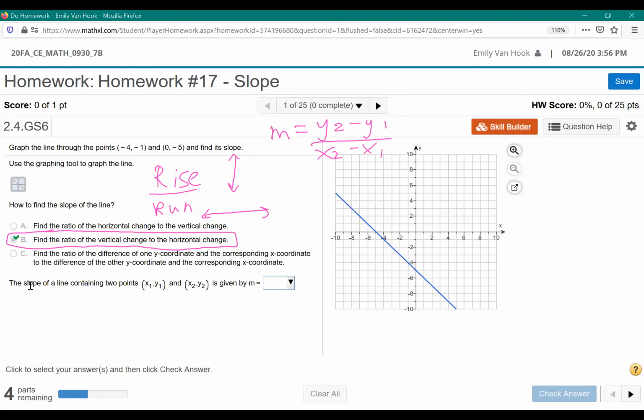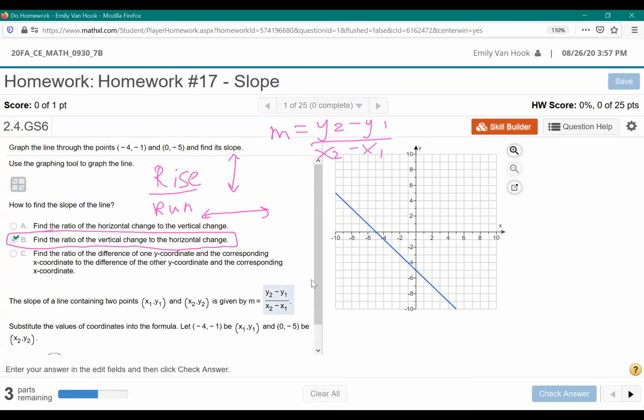Okay. The slope of the line containing 2 points, x1, y1, and x2, y2 is given by m equals, okay, now we get to choose the formula. So all the choices look similar. We're going to read carefully. Looks like it's, on my problem at least, this last choice. So just be super careful as you're looking. y2 minus y1 over x2 minus x1 is the correct choice.